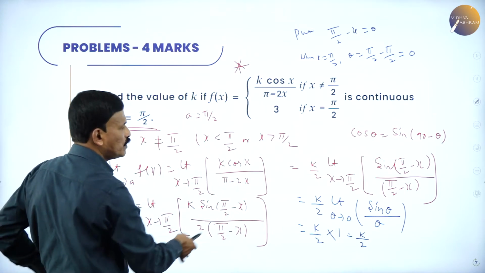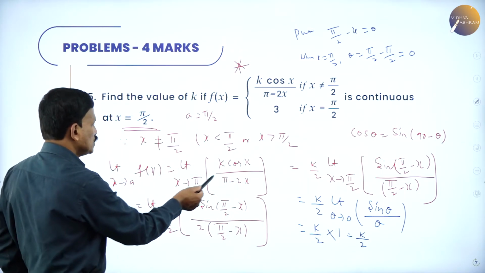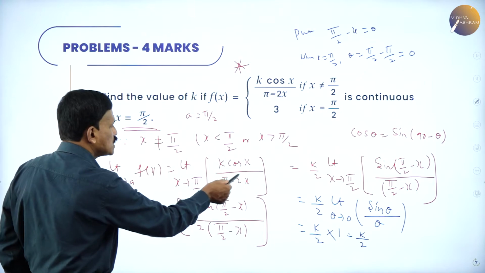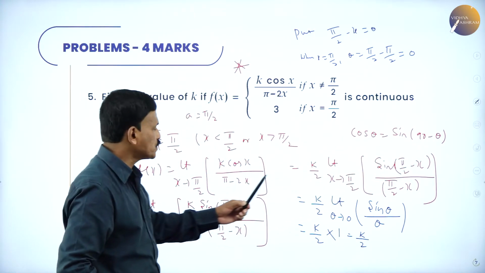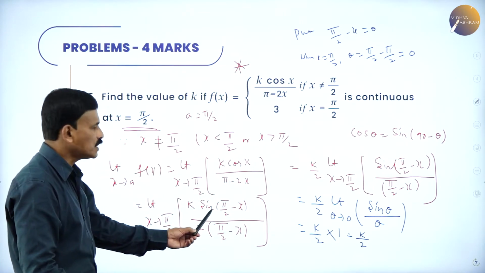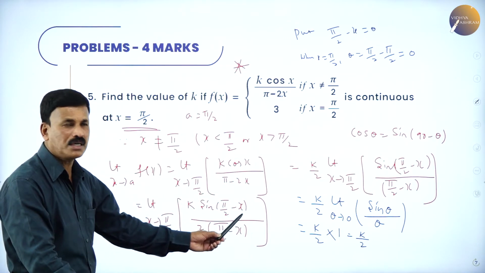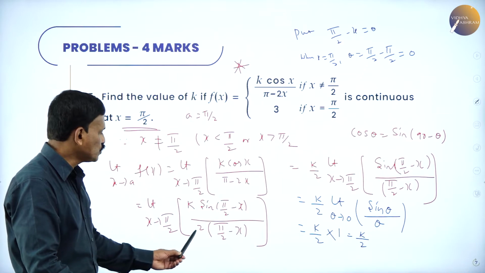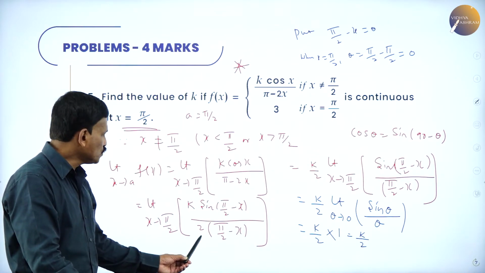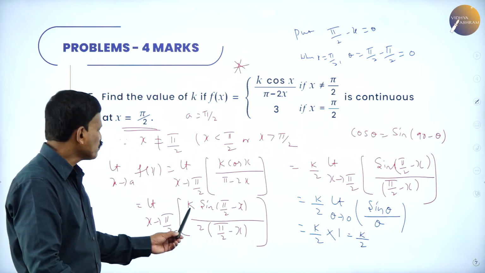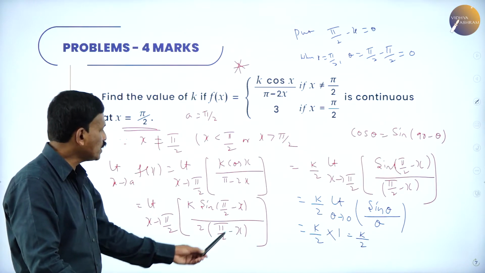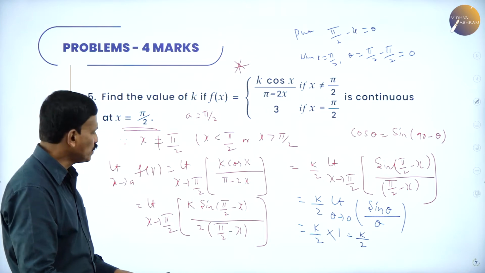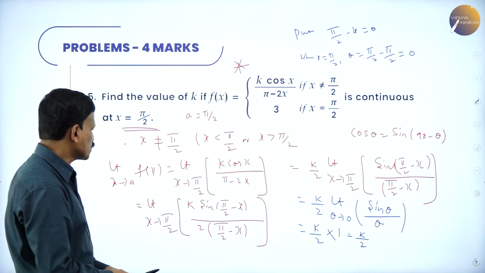K cos x divided by pi minus 2x. Now this k into cos theta can also be written as sin 90 minus theta. Convert cos to sin. Cos x can be written as sin of pi by 2 minus x, divided by, you can take 2 out, so this is 2 into pi by 2 minus x. If you multiply by 2, 2 gets cancelled, pi minus 2x, you will get the same step in the numerator as in the previous steps.